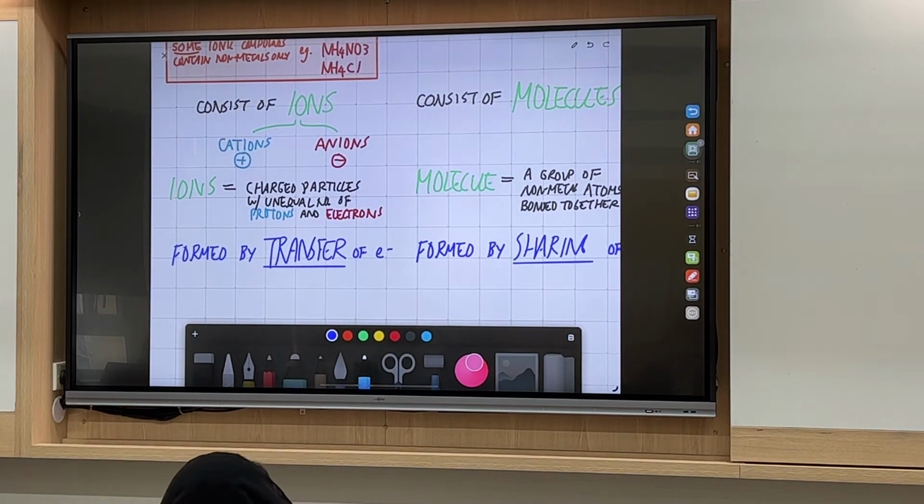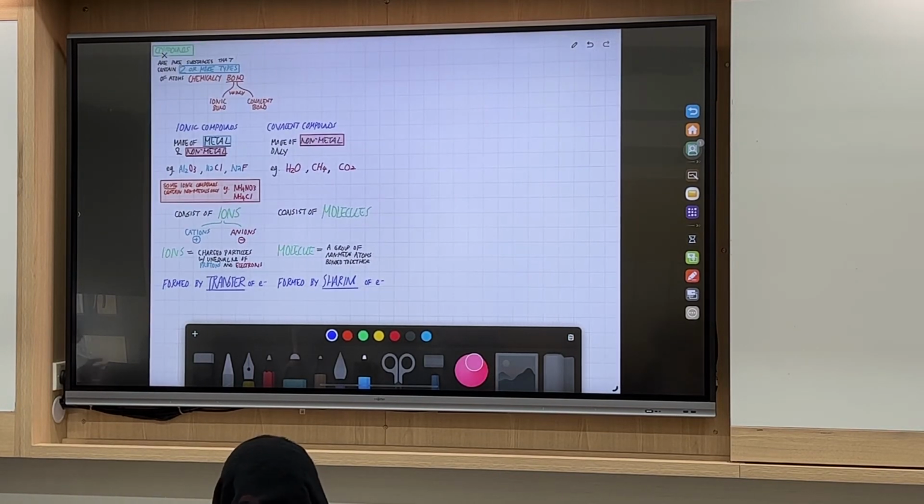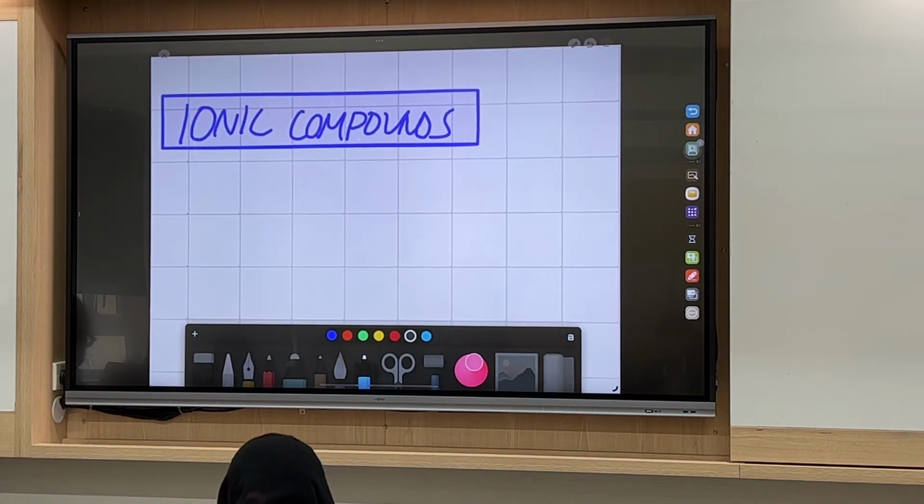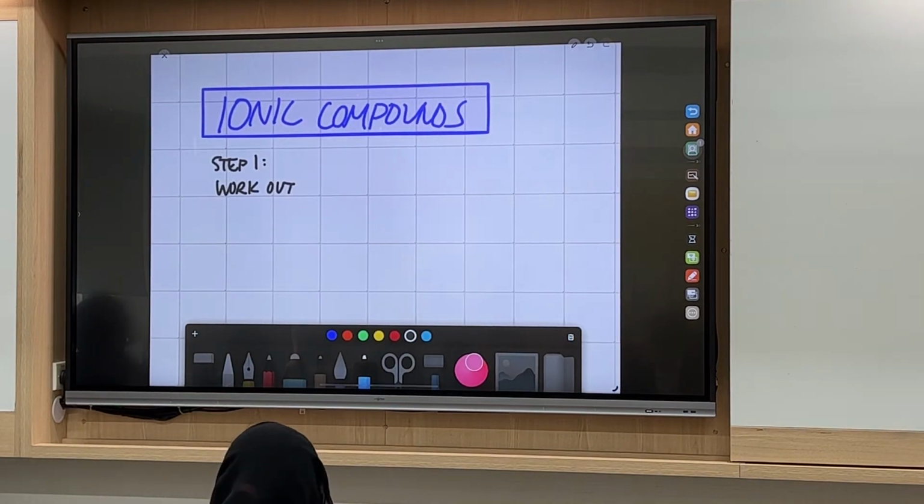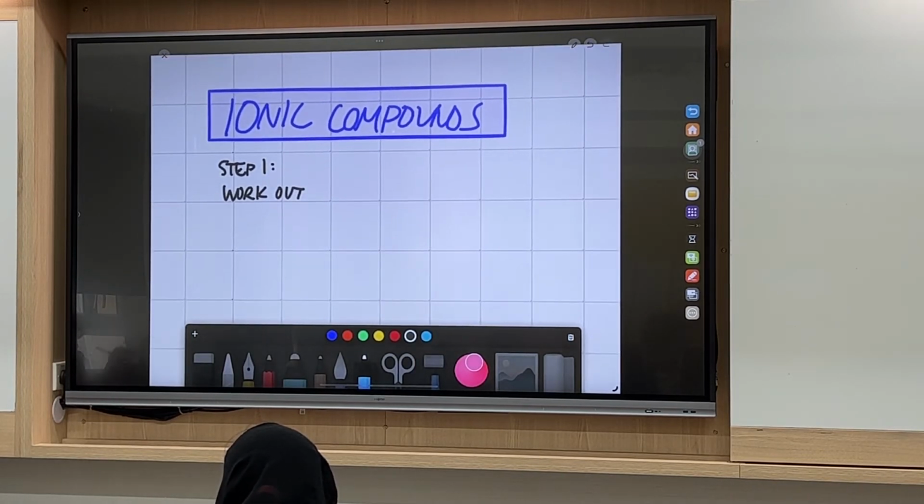Ionic compounds. You are asked to draw the electron dot cross diagram of the compound formed between Li and F. Okay, so let's do this now. When you draw an ionic compound electron dot cross diagram, what do you need to pay attention to? First, you need to work out the electron arrangement. I hope you haven't forgotten how many electrons go in the first, second, and third shell. How many electrons can you put in the first shell at maximum? Two. The second? 8. The third one? Also 8. So this is how you work out the electronic arrangement.